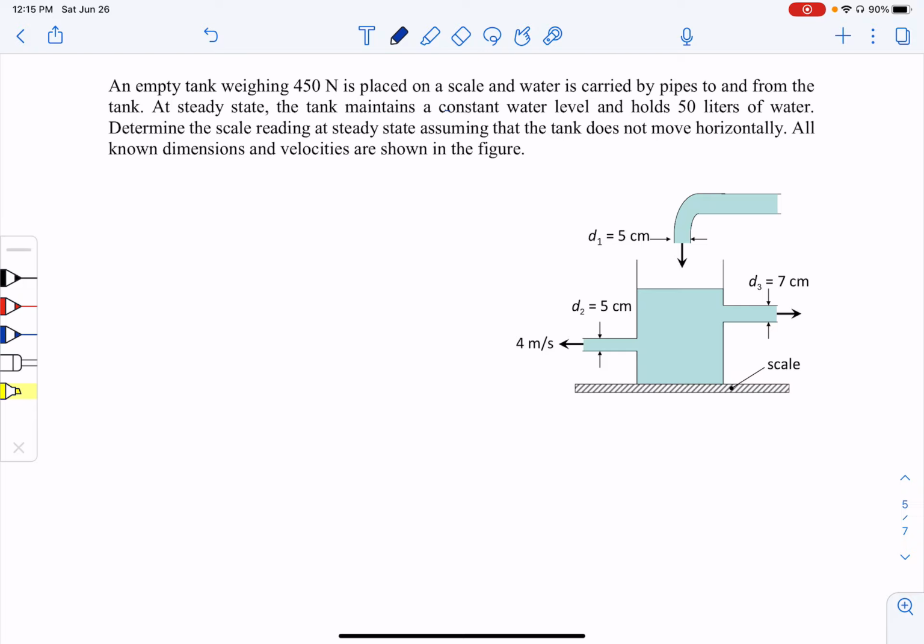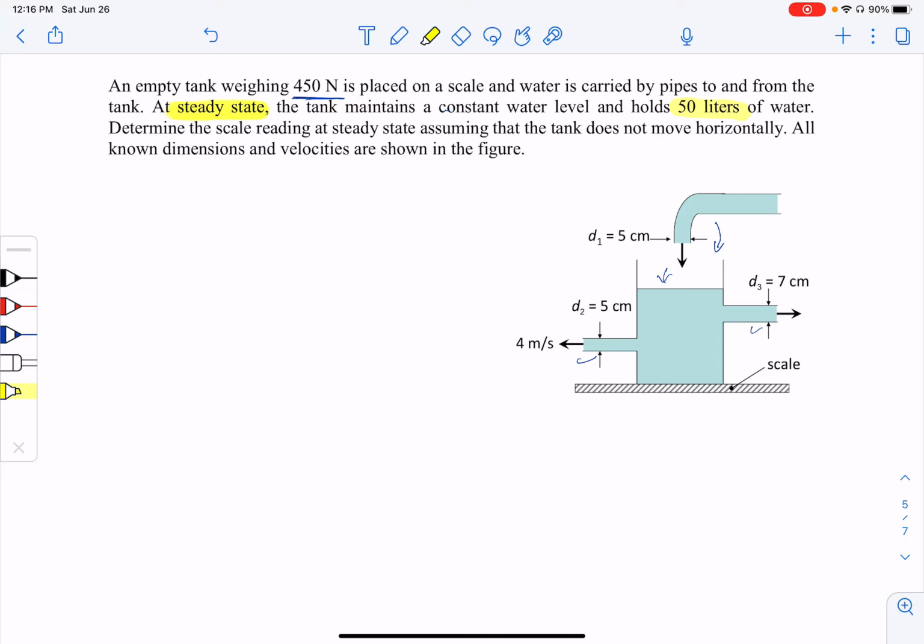We have an empty tank that the weight on a scale is 450 Newton when it's empty. And then this pipe is going to have some inflow of water to the tank, and also these two pipes, there is some water coming out of the tank. If we consider a steady state, then the tank, when it has the water at some level, the volume of the water in the tank is going to be 50 liters.